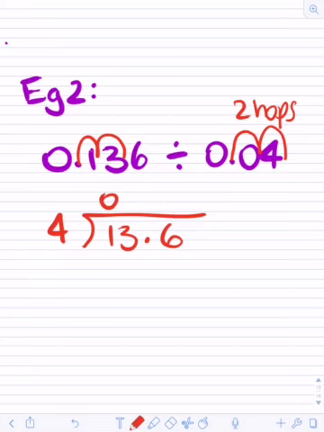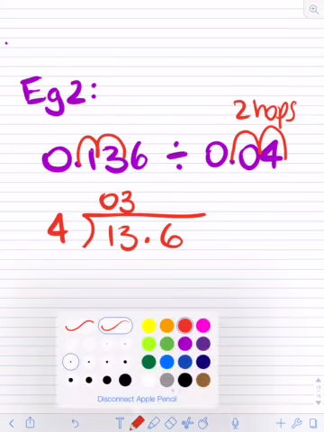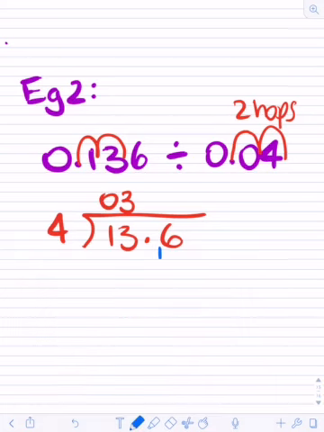13 divided by 4 is 3. And 3 times 4 is 12, so we have a remainder of 1. 1. How many times does 4 go into 16? 4 times. And there's no remainders, so we'll leave it at that. But one big thing we're missing here is the decimal point goes up there. So 0.136 divided by 0.04 equals 3.4.